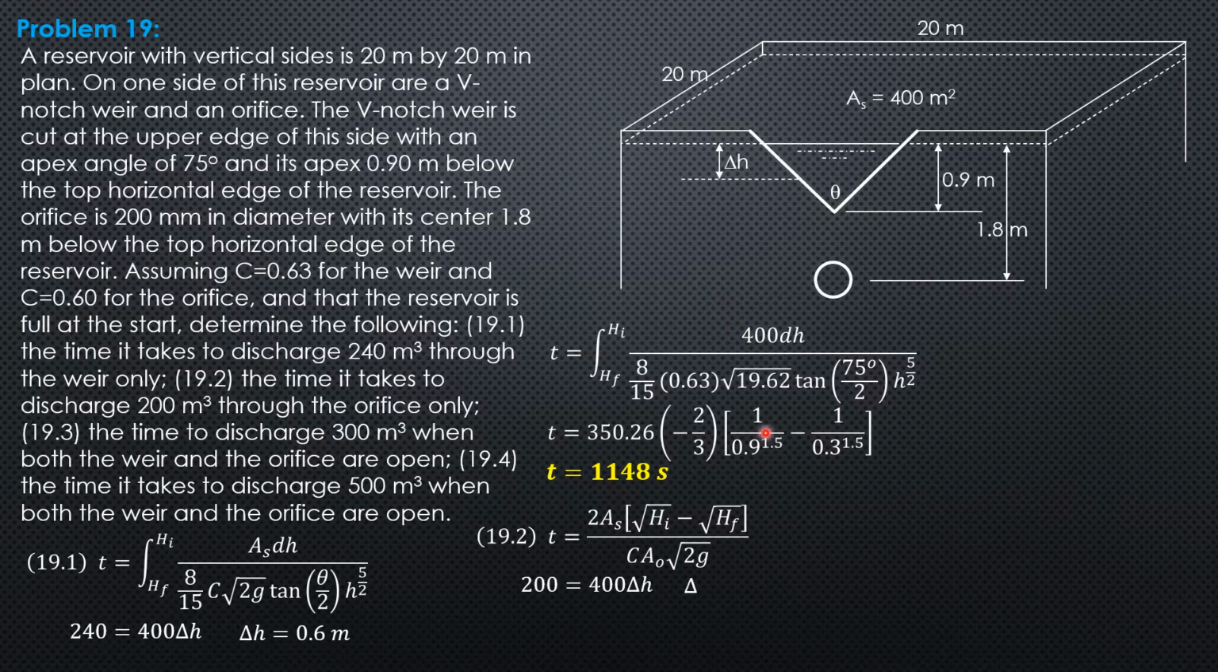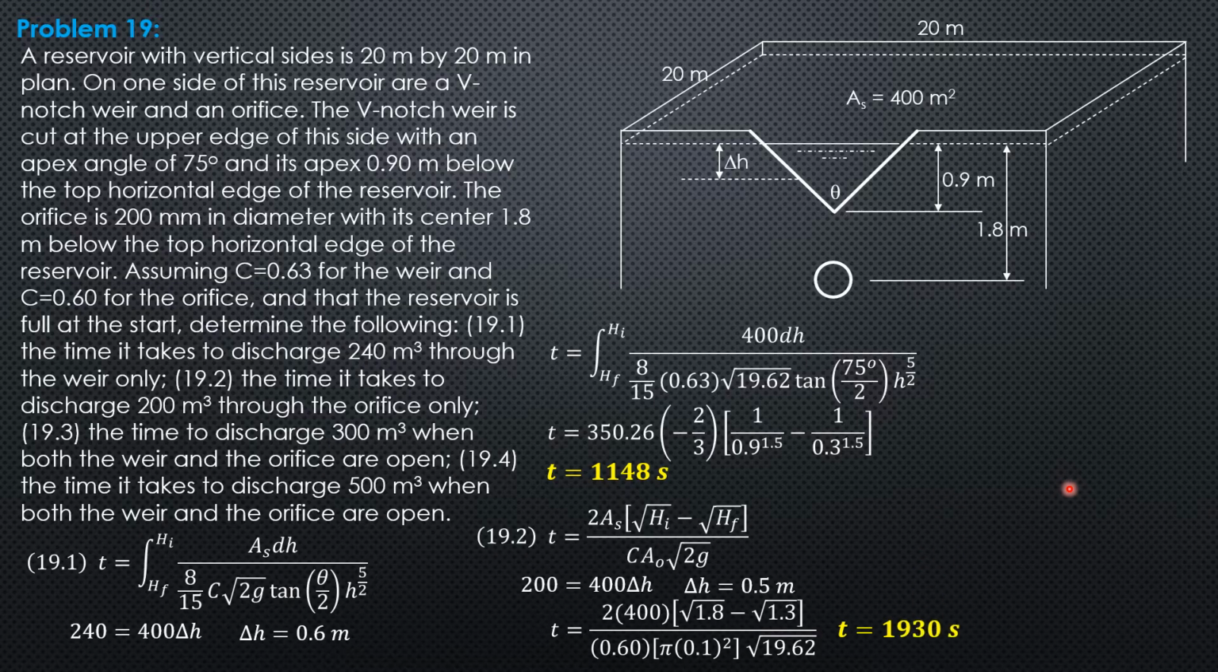So 200 is 400 delta H, so delta H is 0.5 meter. So therefore, initial head for the orifice is 1.8, final head is 1.8 minus 0.5, so 1.3. Substitute into the formula: 2 times 400 quantity square root of 1.8 minus square root of 1.3 over 0.6 pi 0.1 squared. Radius of orifice is 100 mm because the diameter is 200 mm. Square root of 19.62. Again, 1.3 is 1.8 minus delta H 0.5. So that's why final head is 1.3 for the orifice. So time is equal to 1930 seconds.